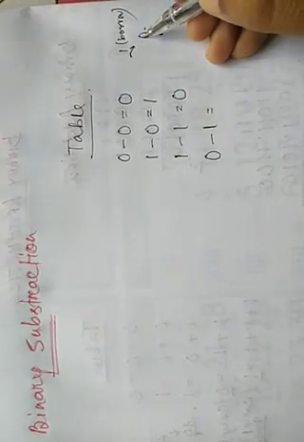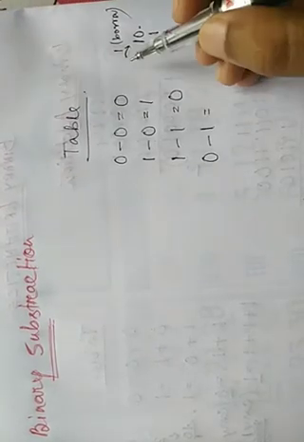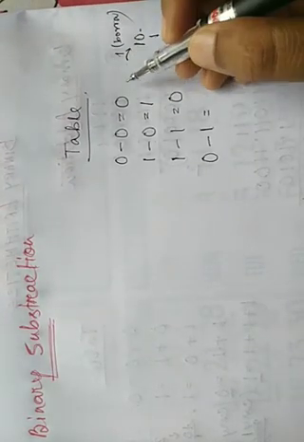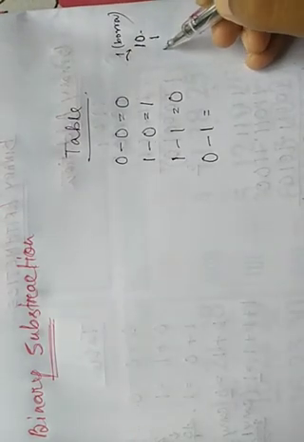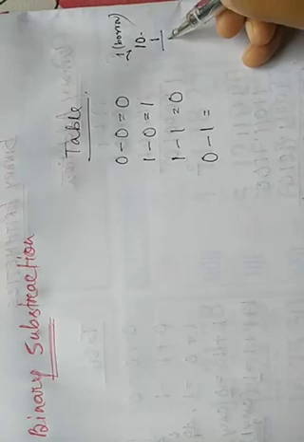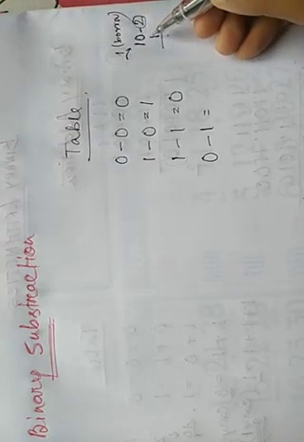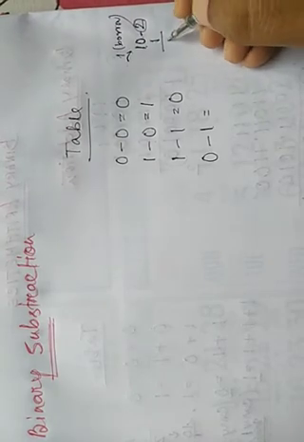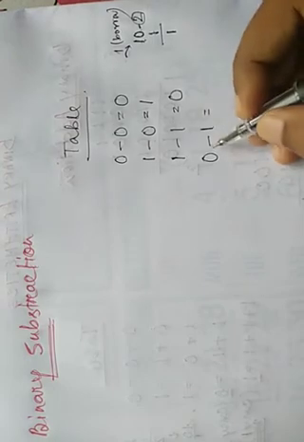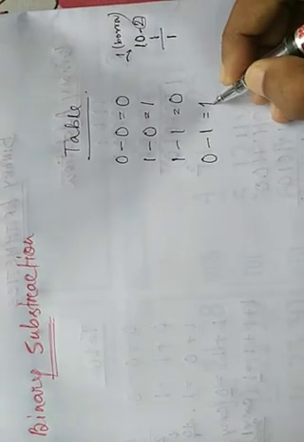If we borrow 1, then 0 will be 10. Mind it, if we borrow 1 from any previous number, then 0 will be 10. Then 10 minus 1, what is it? 10 means 2 in decimal. I think all of you now understand that the binary of 2 is 10. So 2 minus 1 is 1. That means 10 minus 1 is 1. So 0 minus 1 is 1.